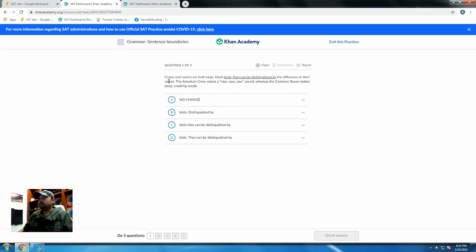Okay. "Crows and ravens are both large blackbirds. They can be distinguished by the difference in their voices." So there's something obviously wrong here. "Crows and ravens are both large black birds" should have a period there, so then it would be a complete sentence. "They can be distinguished by." So it's obviously between B and C.